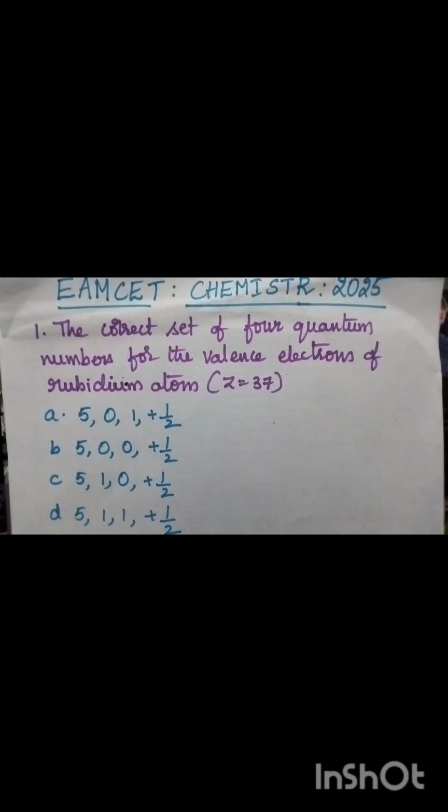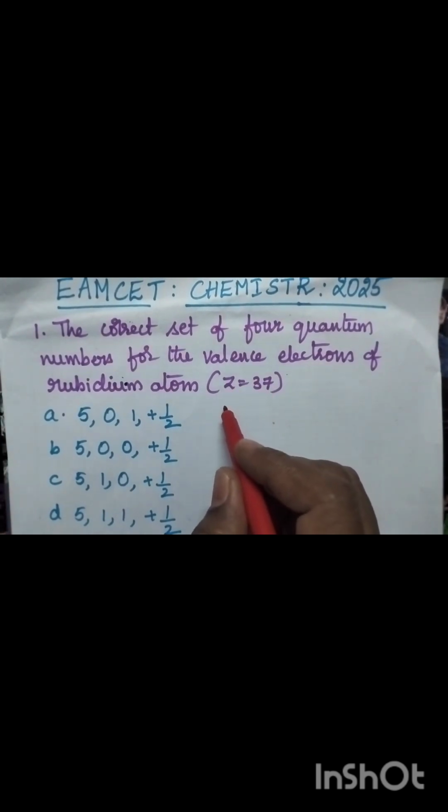In this video I am going to share MSET chemistry multiple choice questions based on atomic structure. Moving to the first question, the correct set of 4 quantum numbers for the valence electron of rubidium atom. The atomic number of rubidium atom is 37.